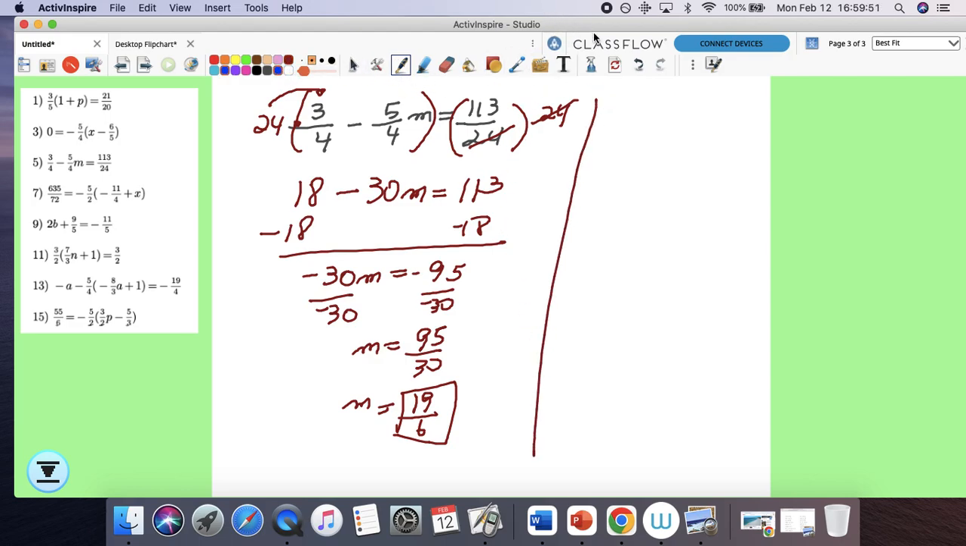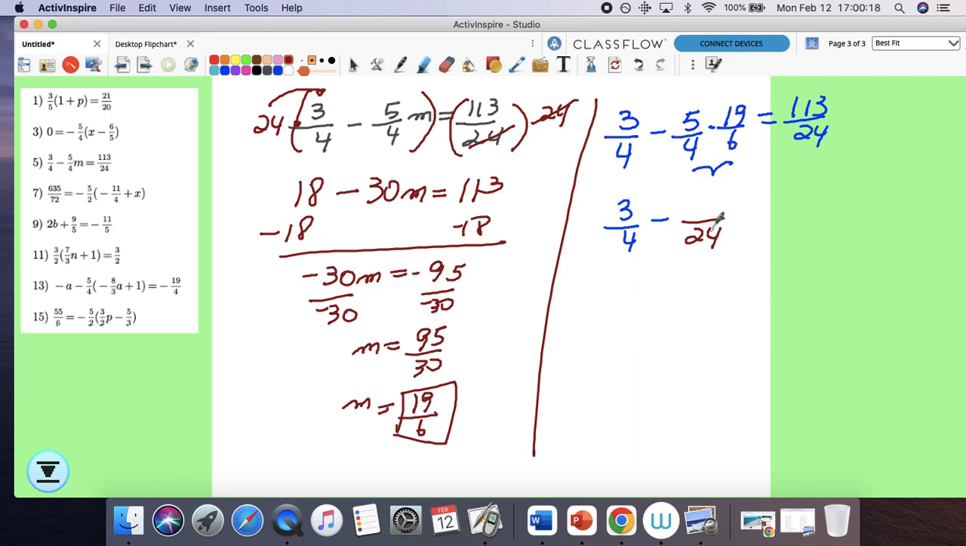If I go to my original equation, I have 3/4 minus 5/4 of m, which is 19 over 6, equals 113 over 24. So it's not that bad. All right, so let's simplify and let's just calculate this first. So 3/4, we're multiplying here, right? So something to simplify. So on the bottom, I'm going to get 24, and then 5 times 19 is 95, equals 113 over 24. Oh, hopefully this works out.